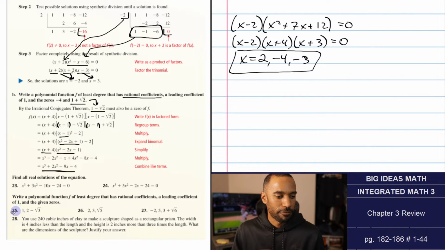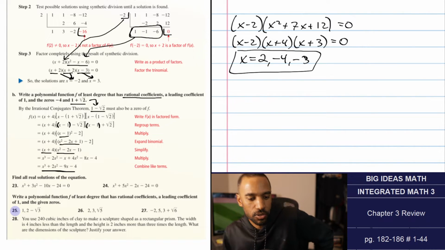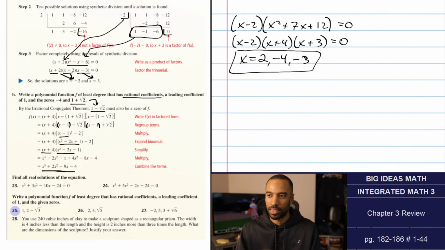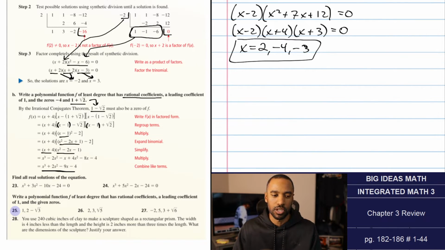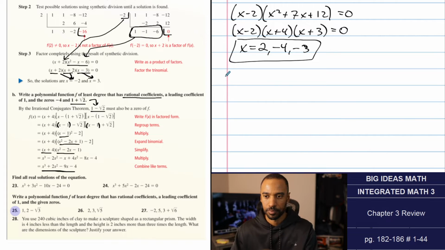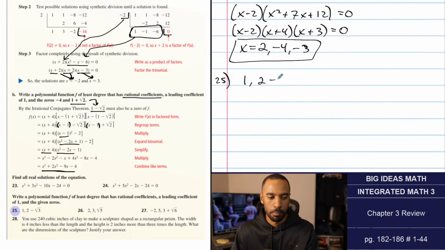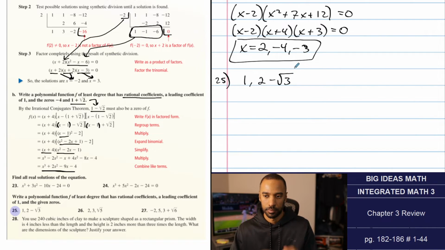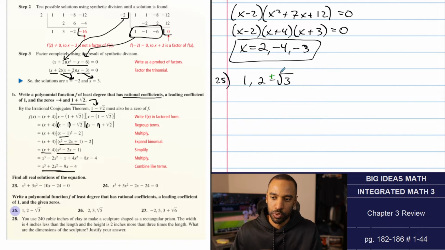All right, numbers 25 through 27, we're going to write a polynomial function f of least degree that has rational coefficients, a leading coefficient of 1 and the given zeros. So this will be a lot like what we just saw in the second example, that part B. We have 1 and 2 minus root 3. If 2 minus root 3 is a root, then 2 plus root 3 is also a root.